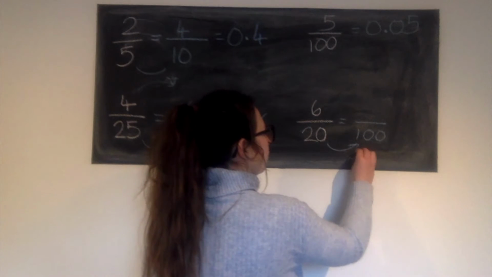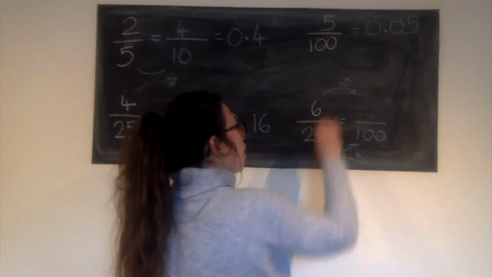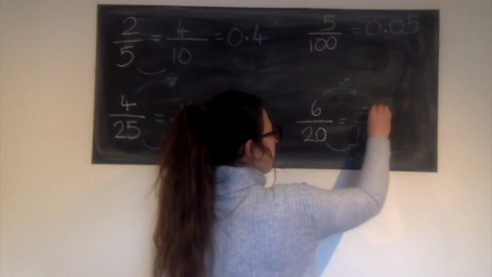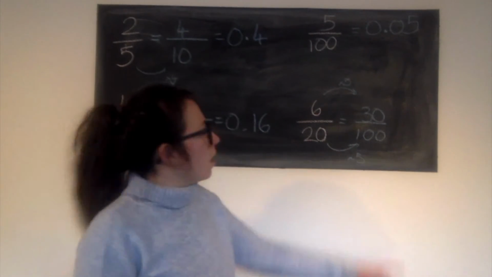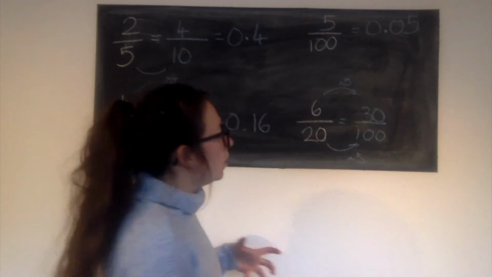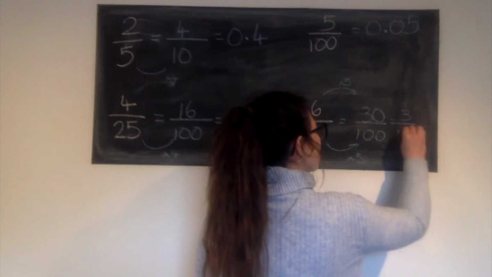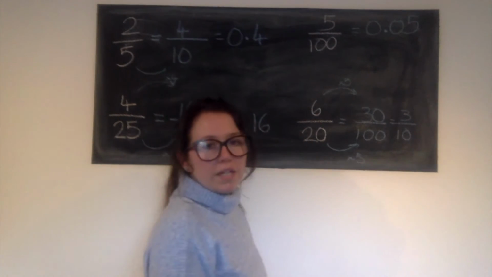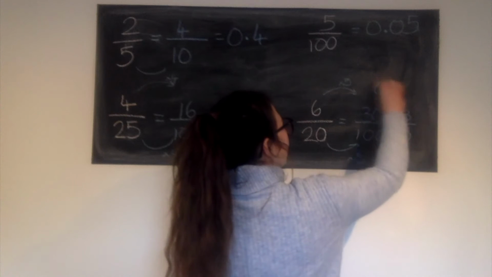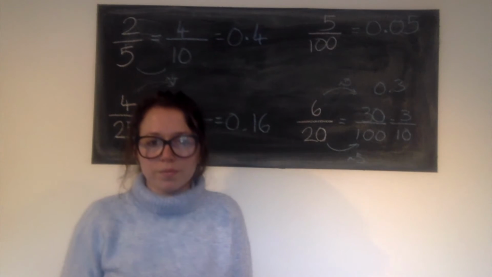And then the last one, again I'm turning into hundredths. 20 times 5 gives me 100. Multiply the same by the top. 6 times 5 is 30. Now I've got 2 choices. I'm thinking, well, 30 hundredths. I can't fit 30 in my column, so I could simplify this to 3 tenths. And that helps me to turn it into my decimal, which is 0.3. So well done if you got those.